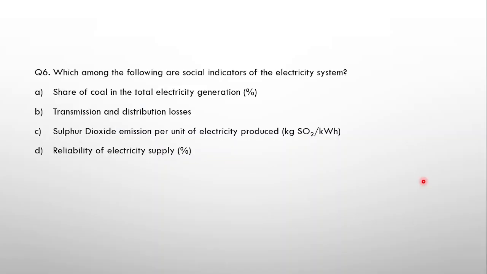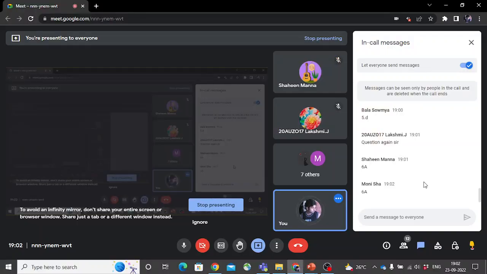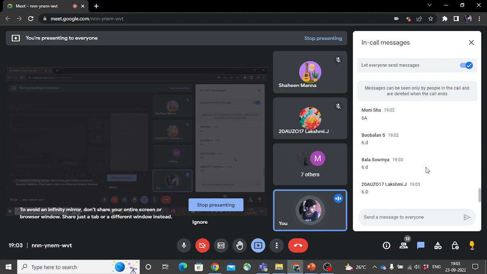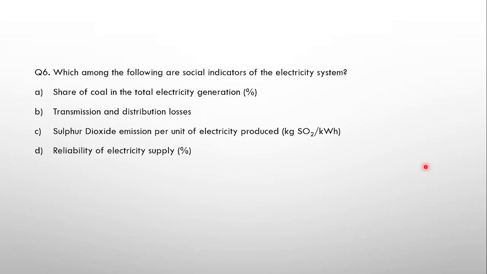Are you sure? Okay. Share of coal. Yes, exactly. I'll tell you why. Because share of coal is something that comes under environmental dimension. It's not social. It comes under environmental because the more coal you have in your electricity system, the more carbon dioxide emissions. More carbon dioxide you emit, right? So that is environmental. So D is correct.